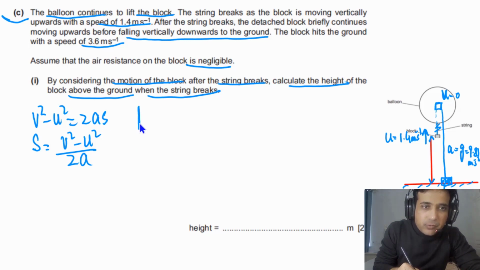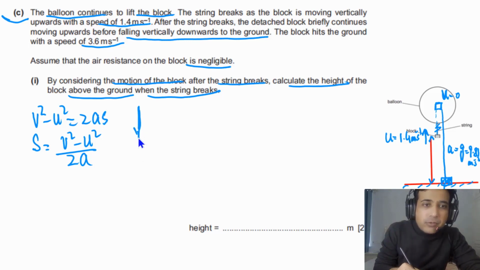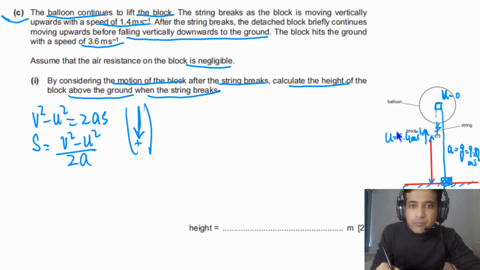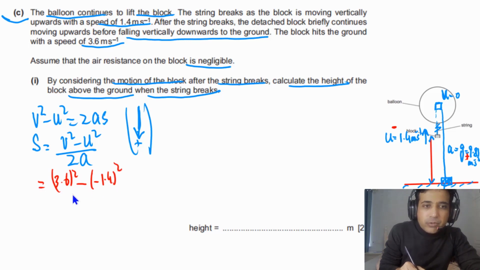You can also take up as positive, so your answer will be negative. In this case we will take down as positive. If we take down as positive, this velocity will be negative. This one will be positive. Acceleration also will be positive. So now we can plug in values. The value of v we have, that is 3.6 squared, and we have the value of u, that is minus 1.4 squared, and this is divided by 2 times the value of g, that is positive 9.81.